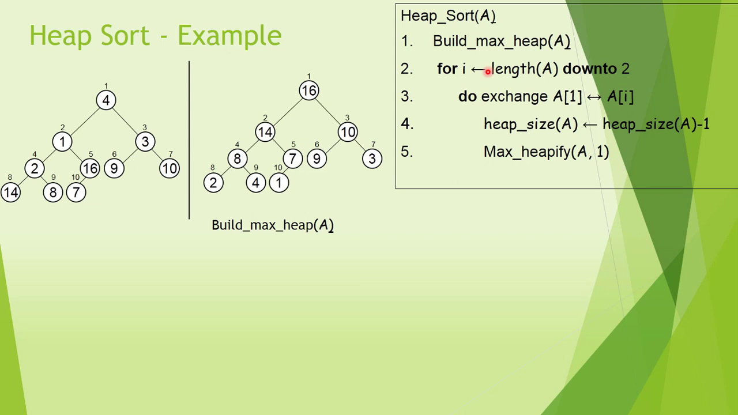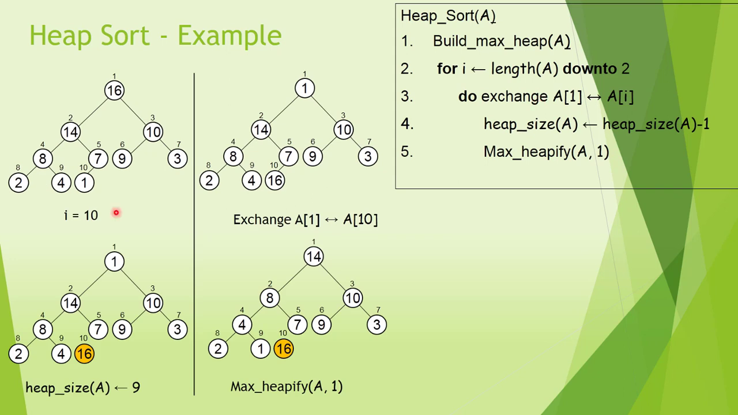Then what will we do? For i values, i equals length of A down to 2. What is length of A? Here I have 10 elements. So for i values 10 to 2, we will do these steps. So next we see what happens when i is 10. So here i is 10.